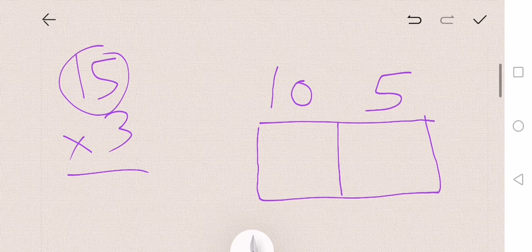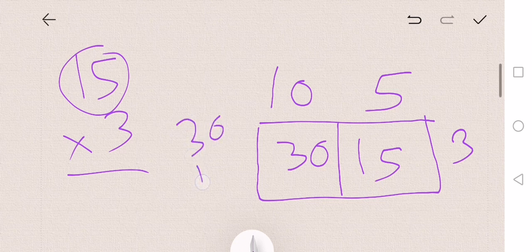And 3 is there, and you can write down 3 over here. So what you have to do, you need to multiply 3 with this one, and then multiply 3 with 5. So you multiply both of them with 3. So 3 times 10 is 30, and 3 times 5 is 15. Then whichever numbers you get, 30 and 15, you need to add them. You get the same 45. So the answer is 45 here.